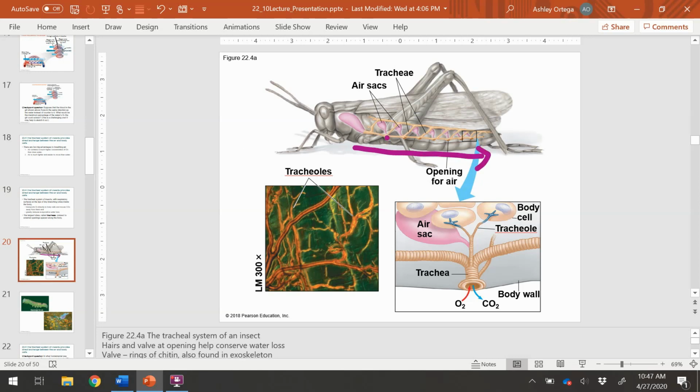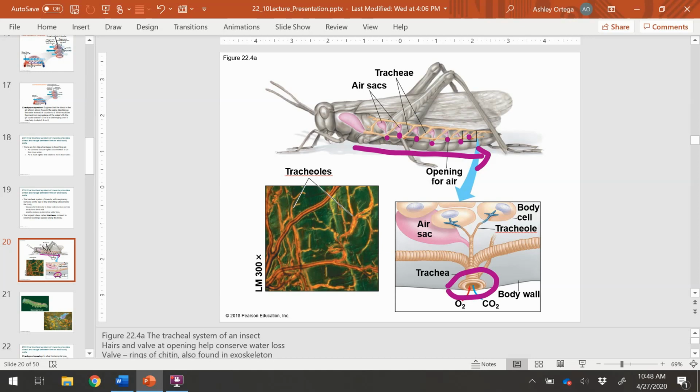And so there are tiny little holes along the body. So you might have seen these on insects before. And so if you're ever wondering what those are, they're part of the gas exchange surfaces. And so looking at these openings, you can see it's a valve-like ring. It's going to bring in oxygen and take out carbon dioxide.